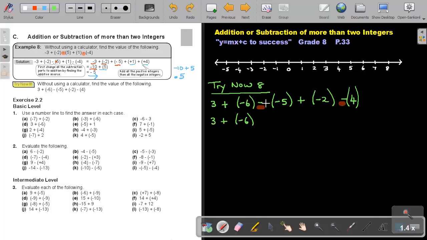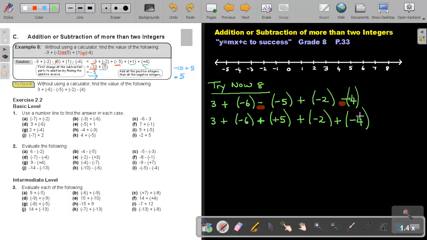But there's a subtraction, so I change it to an addition by finding the additive inverse. The additive inverse of -5 will be +5. This is a positive, so I just rewrite it. Change it to a positive, and don't forget, if there stands no sign, there's actually a positive. So that positive will then change to a negative, because the additive inverse of +4 will be -4.